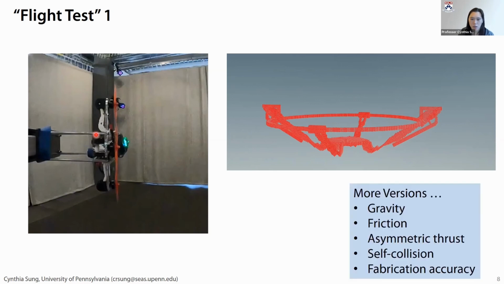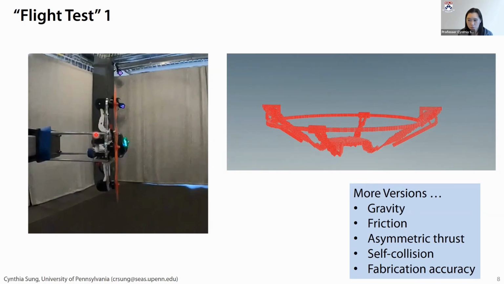And so we added in a whole bunch of other stuff, went through many more iterations. I'm not going to show you all of the examples here because it took a long time, but basically things like gravity, friction, asymmetric thrust. There was some self-collision at some point in the structure.